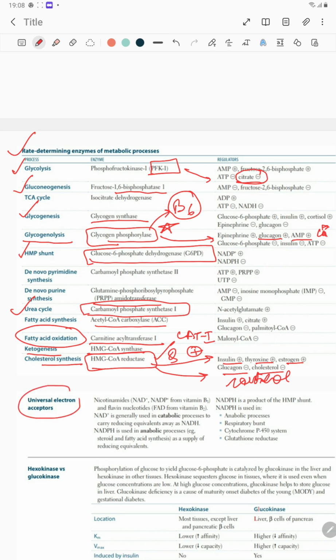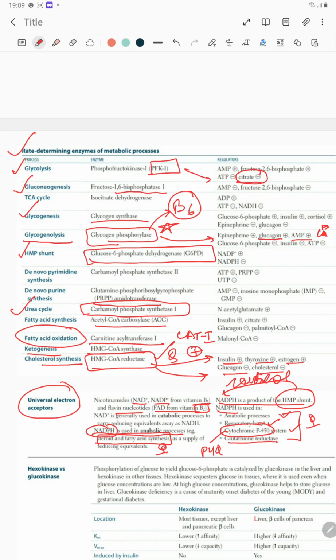Next topic is universal electron acceptors, in which we have NAD and NADP from vitamin B3, and flavin, FAD, from vitamin B2, that is riboflavin. NADPH is used in anabolic processes, like steroid and fatty acid synthesis. Previously asked question: in fatty acid synthesis, which is the electron acceptor used? It is NADPH. NADPH is a product of the HMP shunt, which is the main source of production of NADPH. NADPH is used in these processes: anabolic processes, respiratory burst, cytochrome P450, a previously asked question, and glutathione reductase.